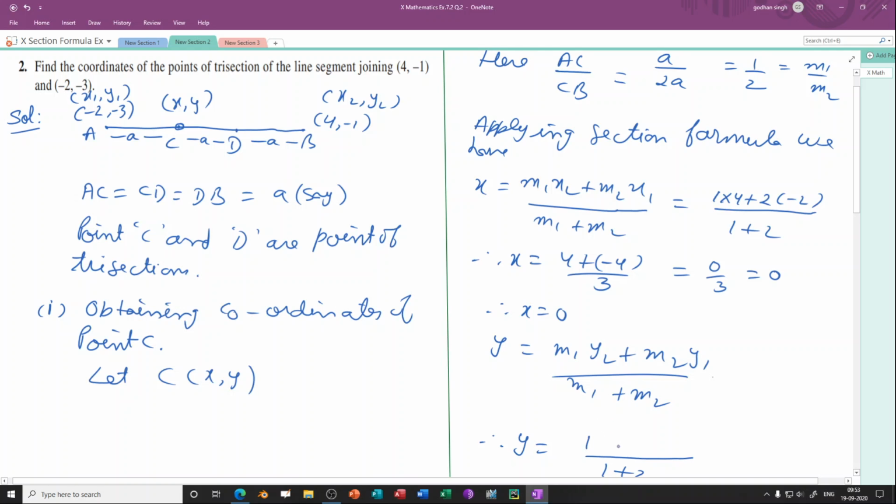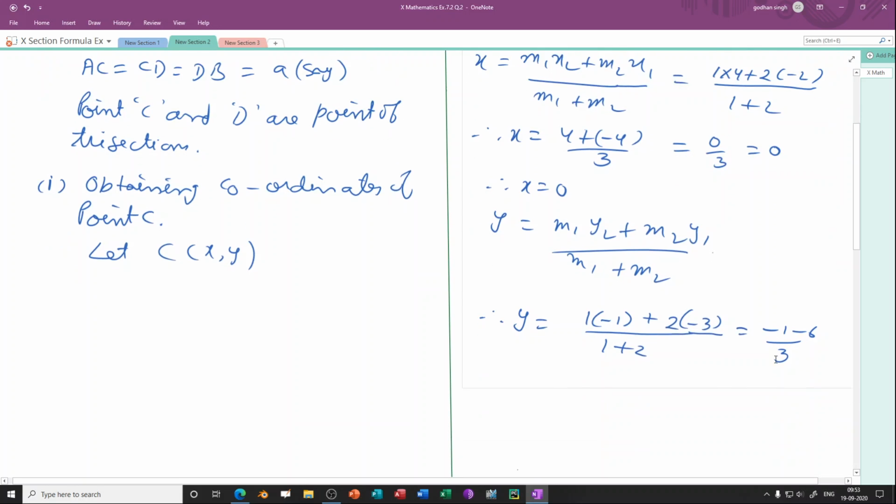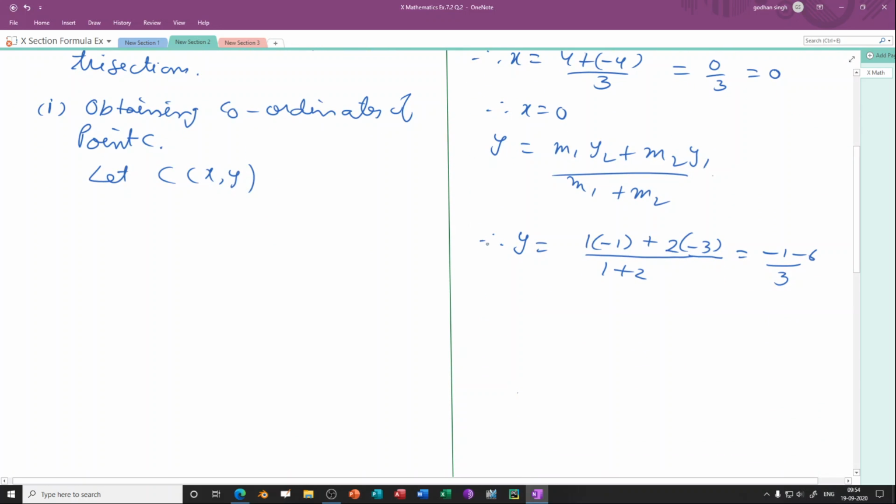So that's what we'll write here, 1 into minus 1 plus m2. m2 is 2. What is y1? That is the y coordinate of point A. That is minus 3. Now we'll simplify this one. This will become 1 into minus 1, that is minus 1. And this is minus 6 over 3. And this will give us y equal to minus 7 over 3.